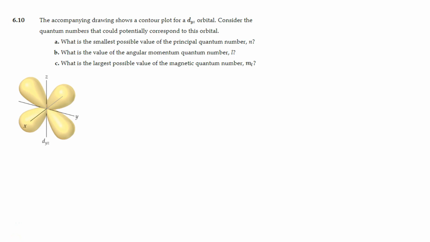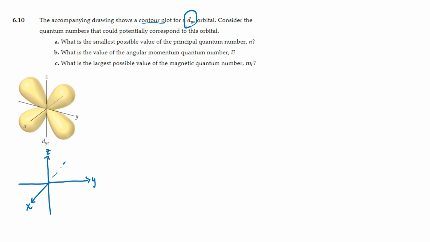Everyone. In this video, we're going to get a little bit more practice on quantum numbers and specifically visualizing them. So here in this question, they're telling us we have a contour plot. That's what this picture is of, a dyz orbital. So here's the picture, and if I were to draw this orbital, I just like to show my x-axis coming out of the screen towards you. The y-axis is in the plane of the screen, and so is the z-axis.